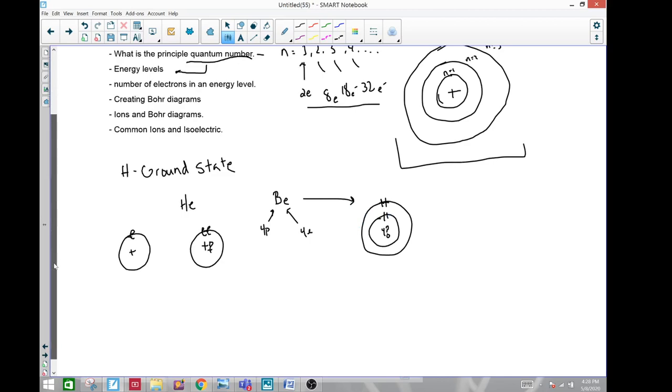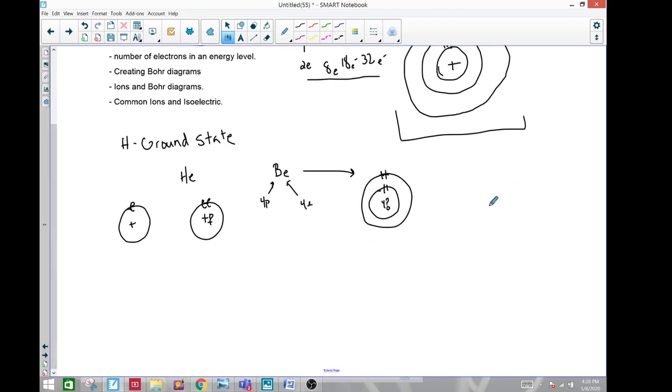Let's try another one. Let's do oxygen. Oxygen has 8 protons, and if it's neutral, 8 electrons. So I've got my 8 protons. Its most common isotope is mass 16, so that would be 8 neutrons.